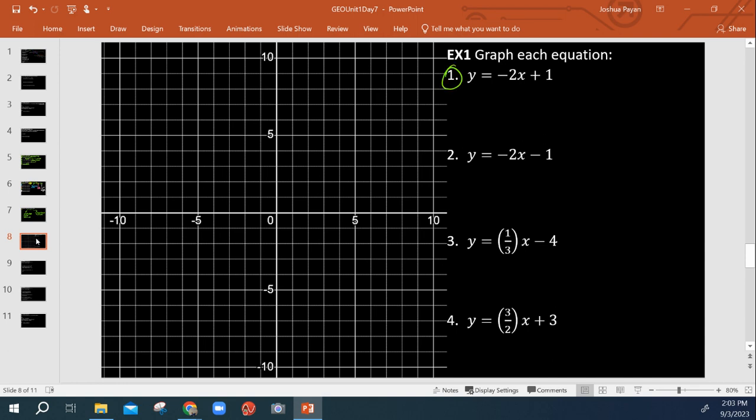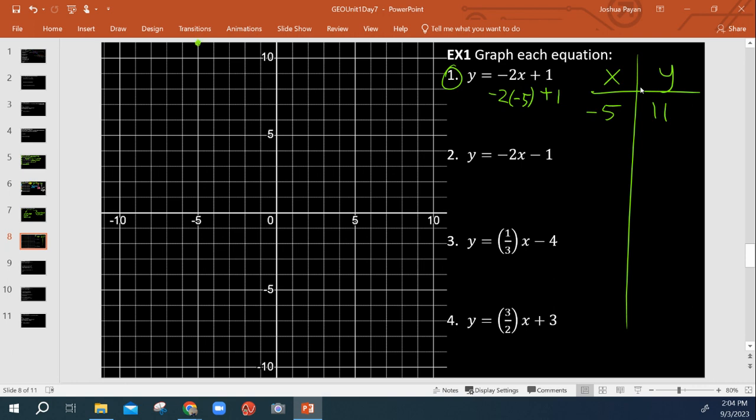So this first example, I'm going to go ahead and make what we call a t-chart or an input-output table. My input is my x value. My output is my y value because y depends on x. So let's say I start at negative 5. When x is negative 5, negative 2 times negative 5 plus 1 gives me positive 10 plus 1 is 11. So when x is negative 5, y is positive 11 way up here.